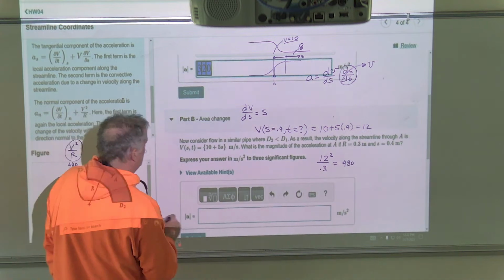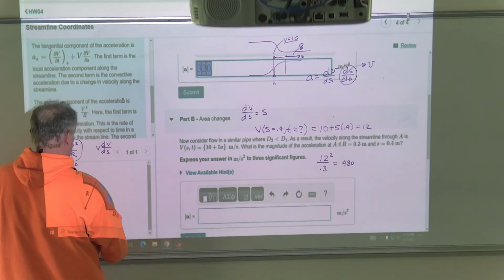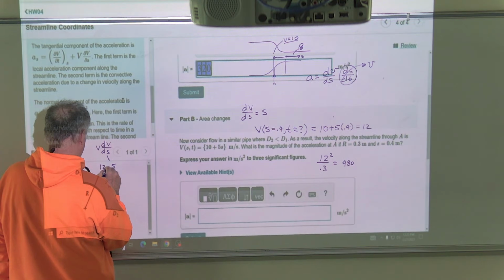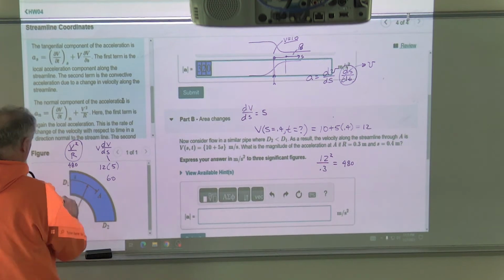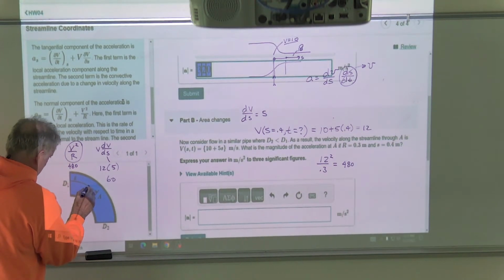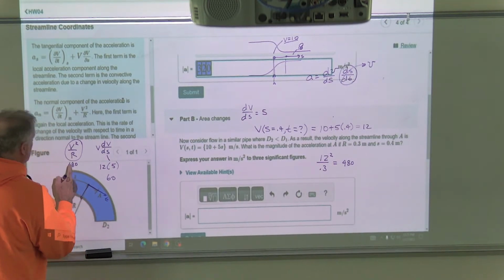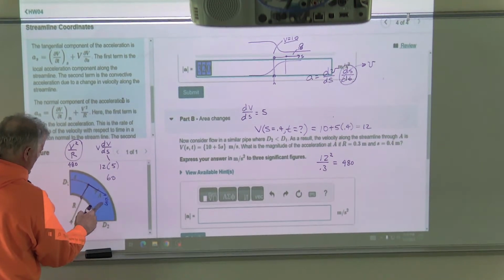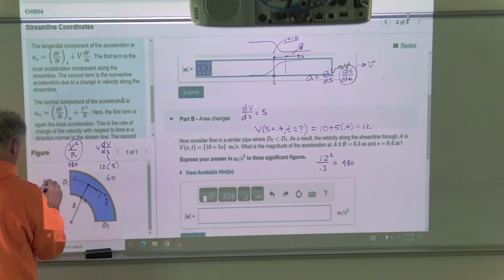What do I get this term being? 5 times V. This part's 5, and this part's V, which was 12. Isn't that 60? The thing about these two is they're always perpendicular to each other. You've got one this way, the tangent. In dynamics it's called tangent, but here it's along a streamline, and this is the normal. So what's the answer? 480 squared plus 60 squared.